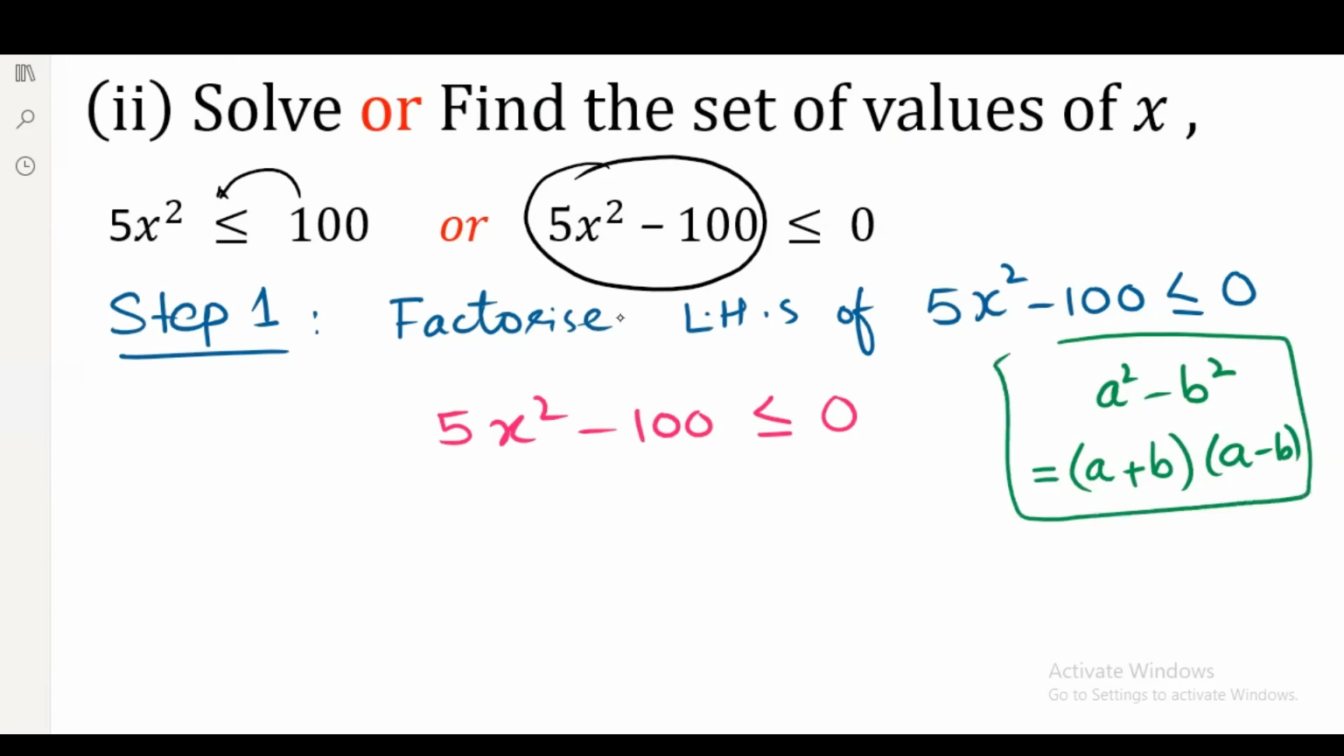But this is 5x squared minus 100. So what will you do? You have to divide first, divide 5 on both sides. Why are we dividing? Because 5 is not a perfect square, the coefficient of x squared must be 1. So for this, I'm going to divide by 5 on both sides.